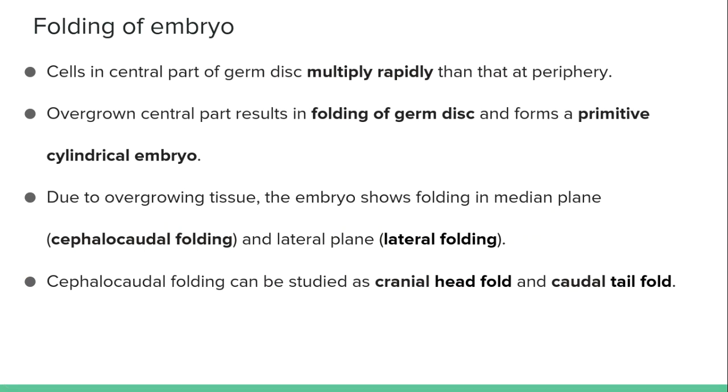I'm going to look at the foldings of the embryo. Now, cells in the central part of the germ disc multiply more rapidly than those at the periphery. Overgrowth of the central part results in folding of the germ disc and forms the primitive cylindrical embryo. Due to the overgrowing tissue, the embryo shows folding in the median plane, the cephalocaudal folding, and in the lateral plane, the lateral folding. The cephalocaudal folding can be studied as a cranial head fold and a caudal tail fold.